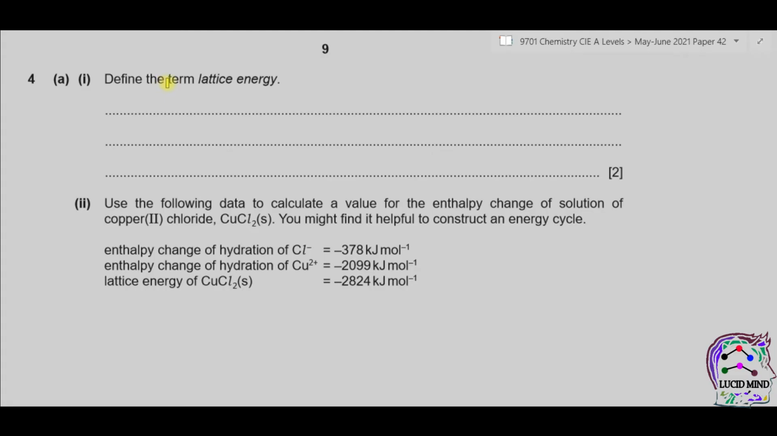Question number 4, part A, 1. Define the term lattice energy. Now lattice energy is the energy when 1 mole of ionic compound is formed from gaseous ions under standard conditions. We can write it. It is the energy change when 1 mole of an ionic compound is formed from its gaseous ions under standard conditions.